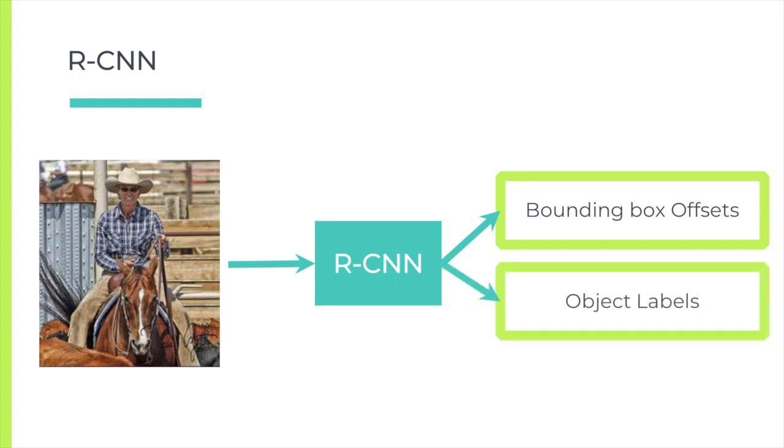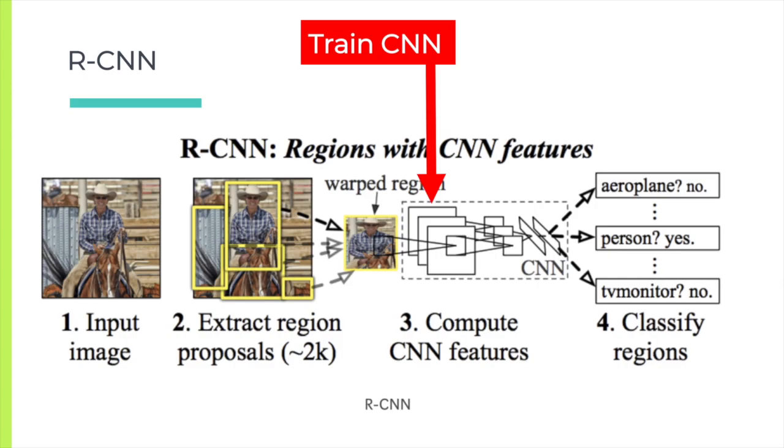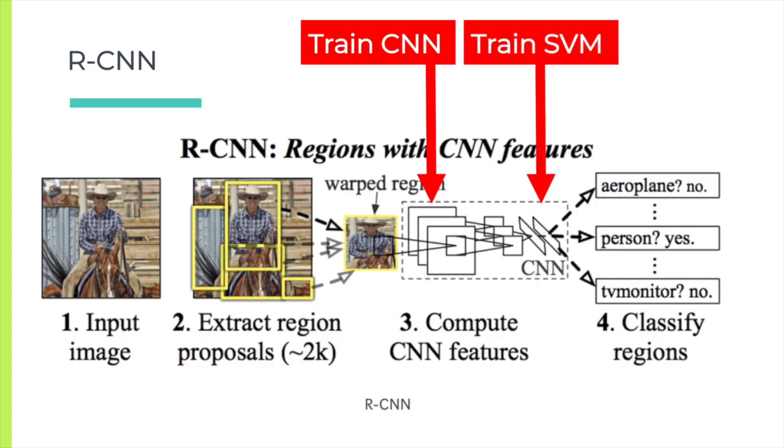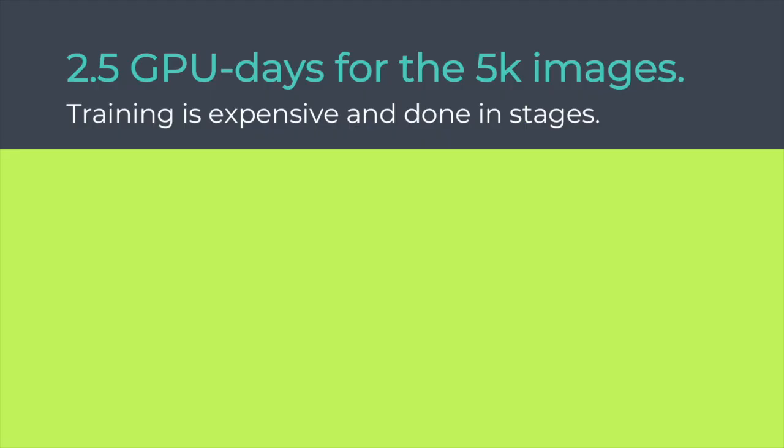However, RCNN has a few flaws. First, training is a multi-stage pipeline, with RCNN first fine-tuning a CNN on top of object proposals, then fitting SVMs onto the CNN features, and finally learning the bounding box regressors. With a 5,000 image dataset taking 2.5 GPU days to train, creating a model is a computationally expensive process.